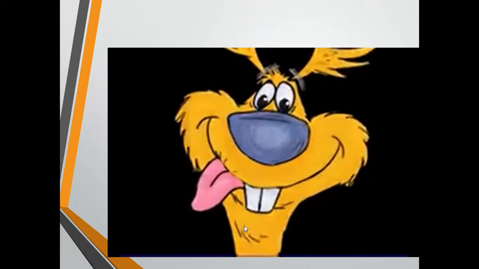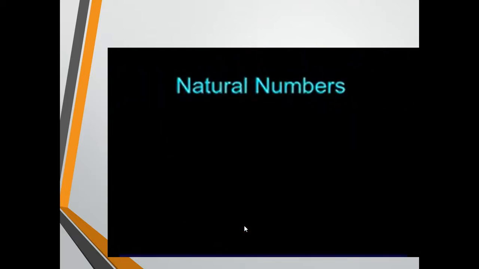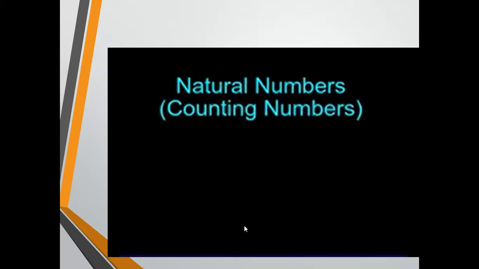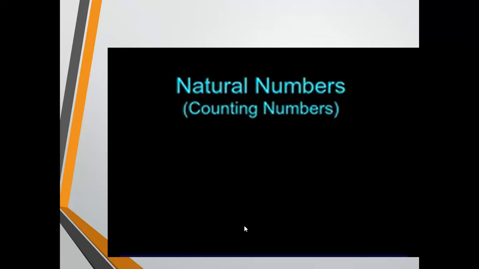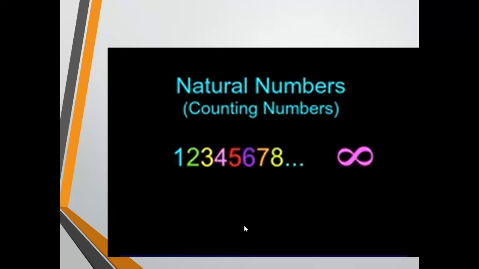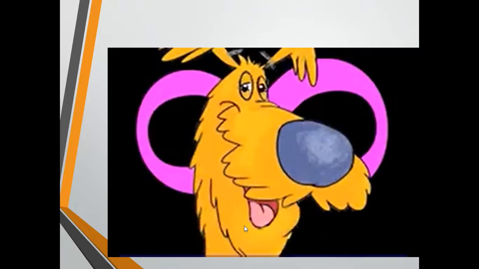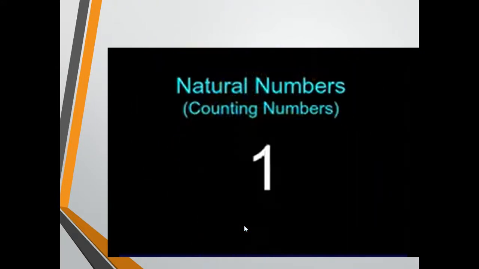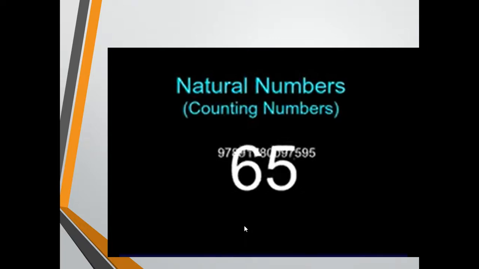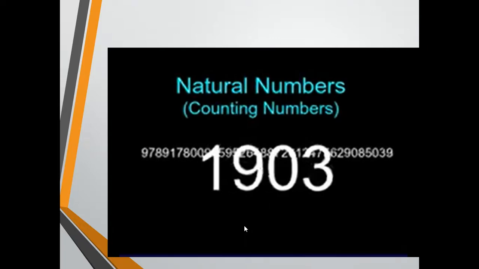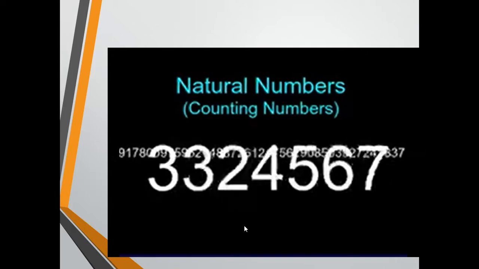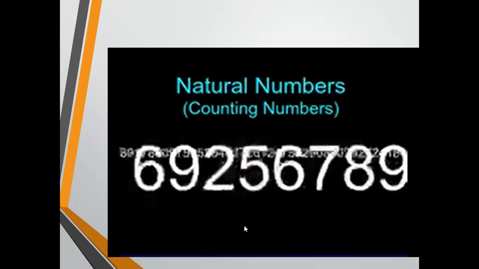The first definition is natural numbers, which are also known as counting numbers. Natural numbers go from 1 to infinity: 1, 2, 3, 4, 5, 6, 7, 8, and so on, as far as you can count. Infinity? That's right. Natural numbers go on forever and ever. We can never know the largest number because we can never get to the end of it. It keeps growing and growing.